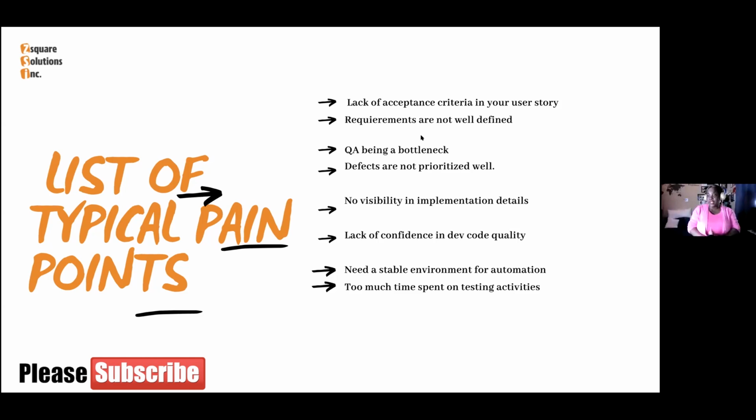QA is the bottleneck. That's what I hear all my career. Defects are not prioritized well. No visibility into the implementation detail. There's a lack of confidence in the development code quality. And there's a need for a stable environment for automation. I hear that a lot. And there's too much time spent on testing activity. So these are pain points. And I like to say, nobody talks about automation when everything is going perfectly, because nobody really wants to talk about automation unless there's really a pain point they have to deal with.